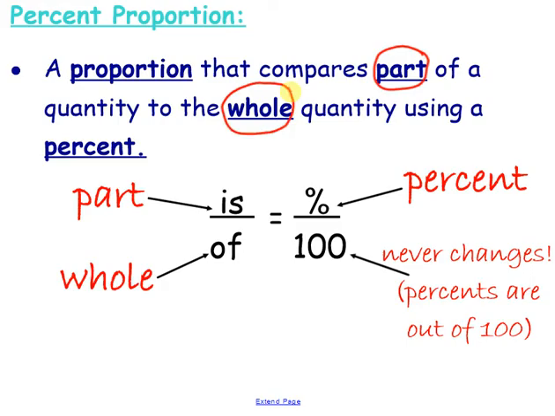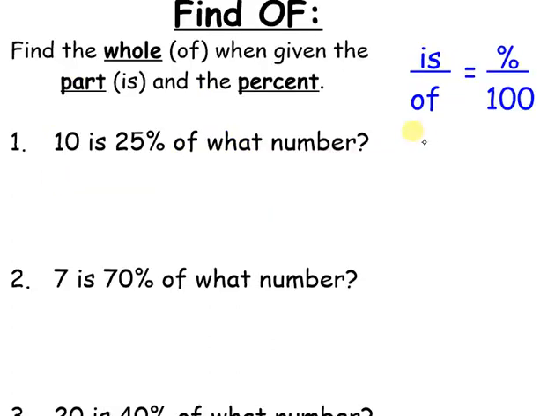A really easy way to think about it is a test grade. If you got 63 questions out of 84 questions correct, a percent proportion is going to help you figure out what your percentage is. So let's go ahead and get started with some examples. So this is your formula right up here. And the formula is is over of equals percent over 100.